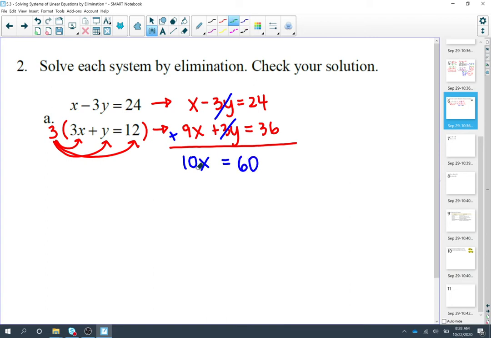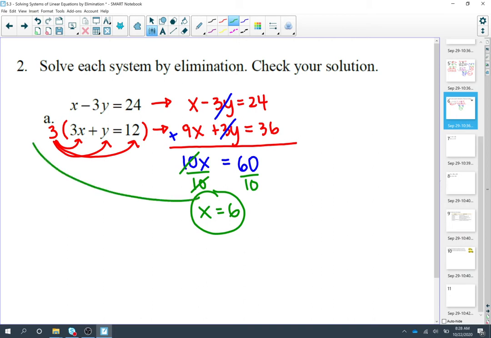And then we solve. So we're going to divide both sides by 10. X equals 6. Then, just like before, we have to take that and substitute it back in. It doesn't matter. You have this equation, this equation, this equation, this equation. It doesn't matter which one you substitute it back into. I usually go back to one of my originals, and I'm going to substitute it right there.